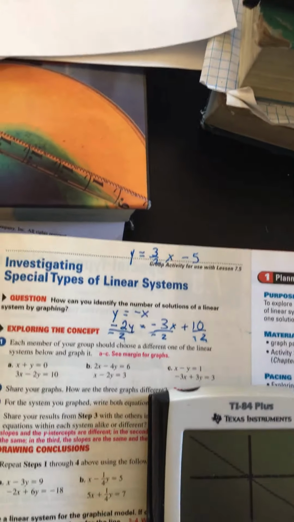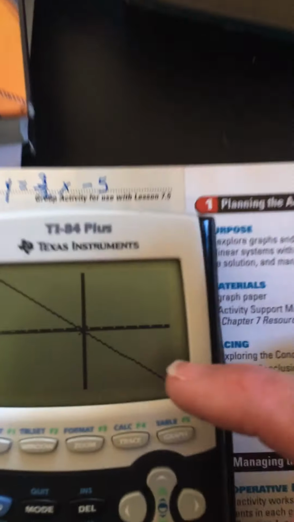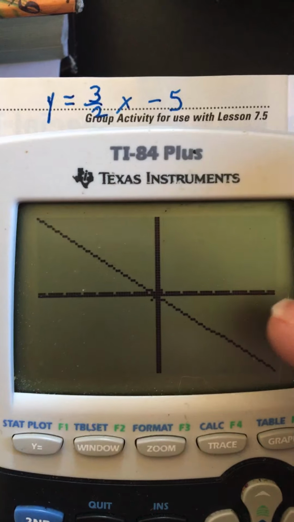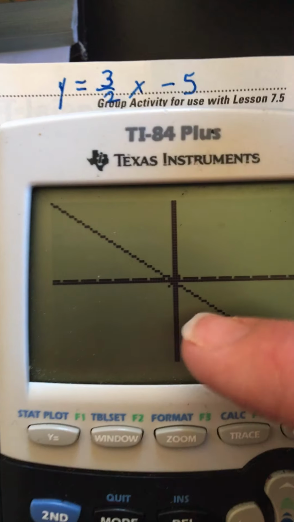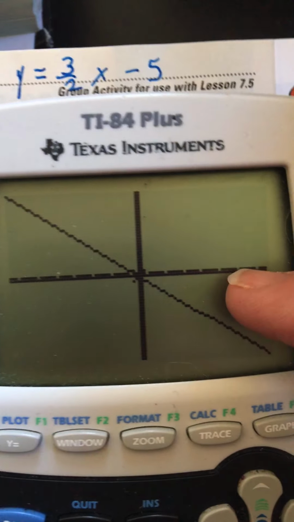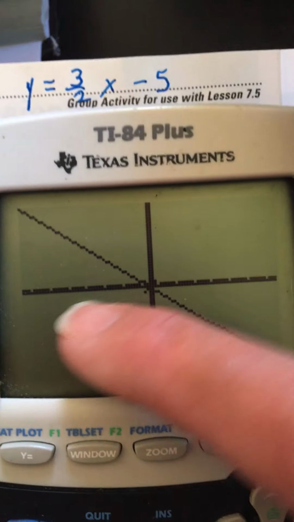Y equals negative x. I'm used to my colored calculator, and what I wasn't seeing is that the line is right there. See that dotted line? That's the other line. So we can see that there are our two things.